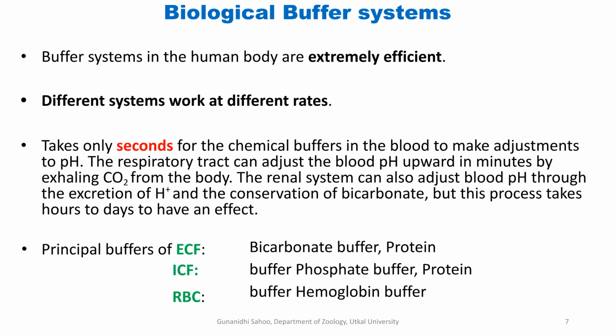Biological buffer systems are highly efficient. Chemical buffers in the blood act in seconds. The respiratory tract can adjust pH in minutes, and the renal system takes hours to days. Principal buffers include bicarbonate, protein, and phosphate buffers.